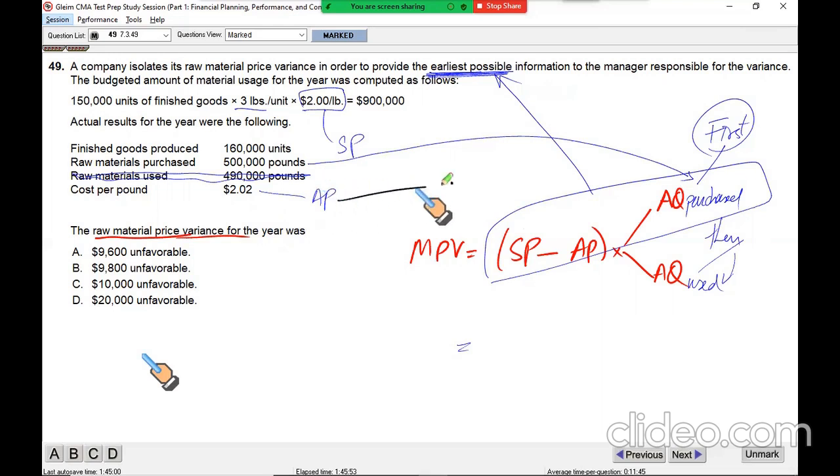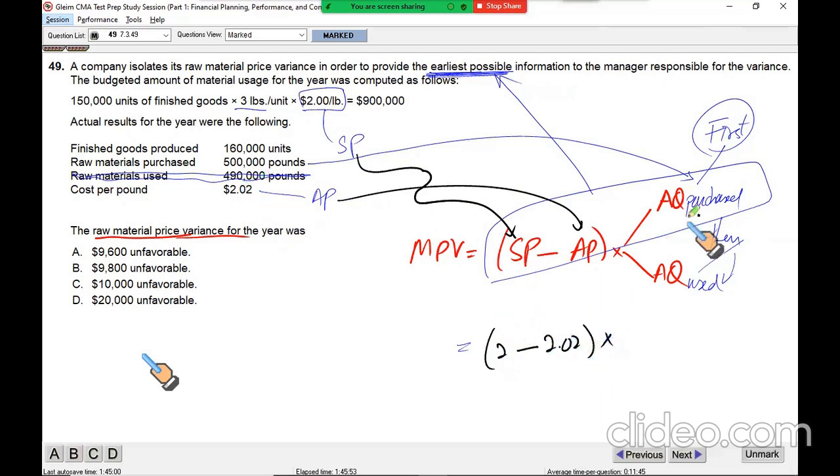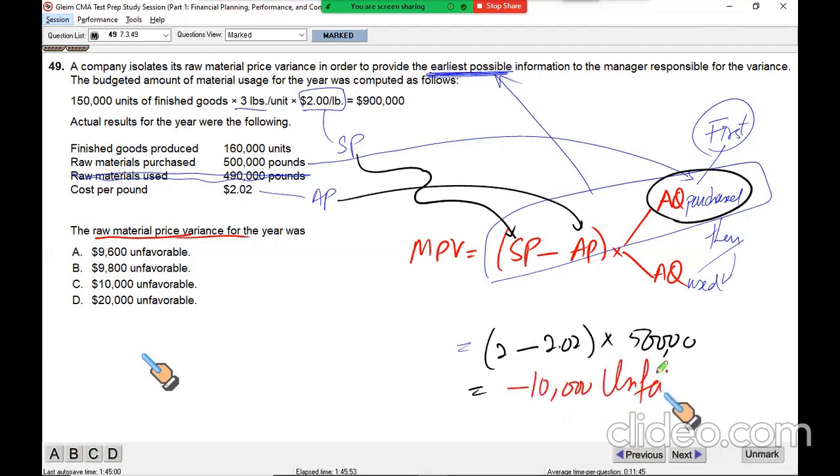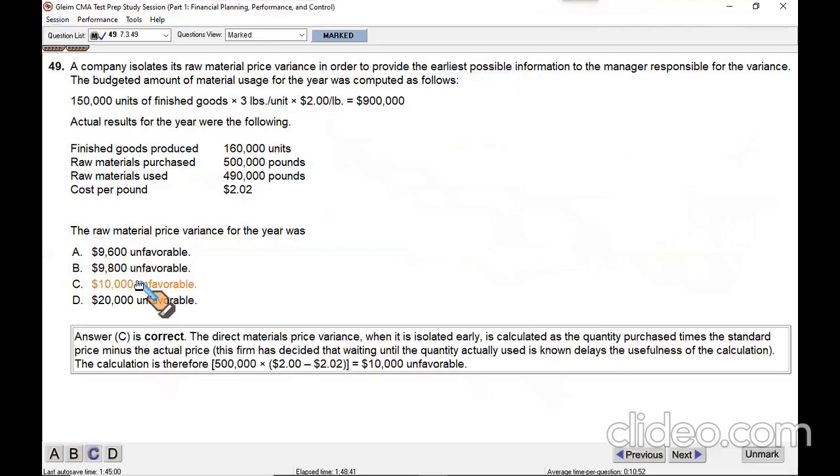Just plug in the numbers. This is the actual price. This is the standard price. Standard price is $2. The actual price we paid is 2.02, multiplied by the actual quantity purchased, that is 500,000. All right, so what do we have here? Not good information, not a good result. It is an adverse, unfavorable variance of 10,000 because the number is negative. I told you a negative would mean unfavorable, and that makes C the correct option. C is the right answer.